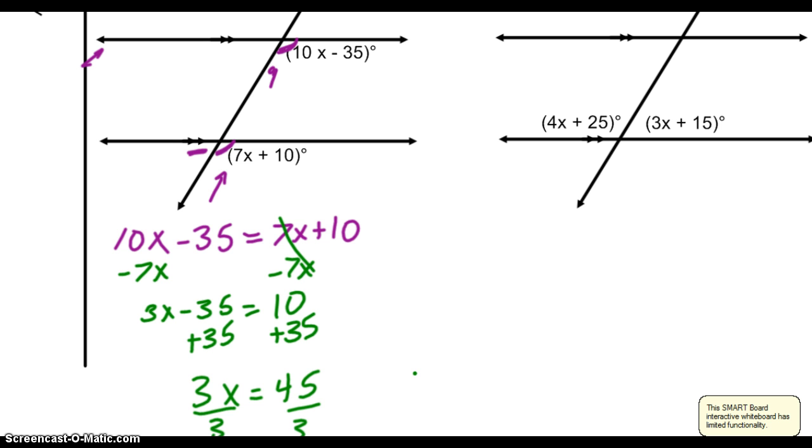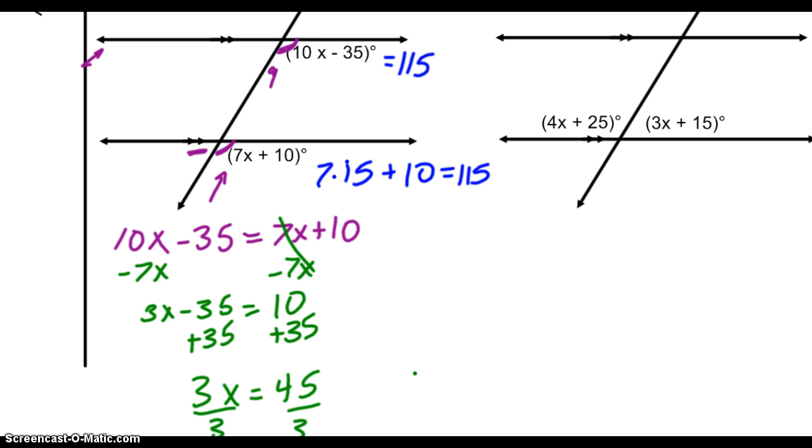Let's see, 7 times 15 plus 10 is going to be 115. And so it happens that this will also be 115, which makes sense. They are corresponding angles, and they should be congruent. So my answer: that angle is a 115-degree angle.